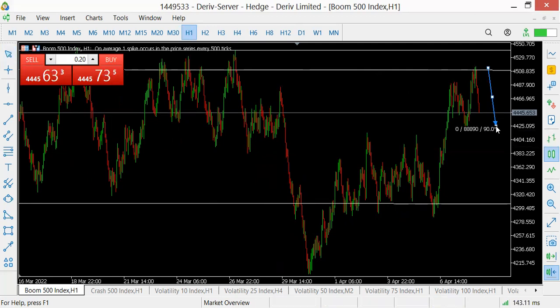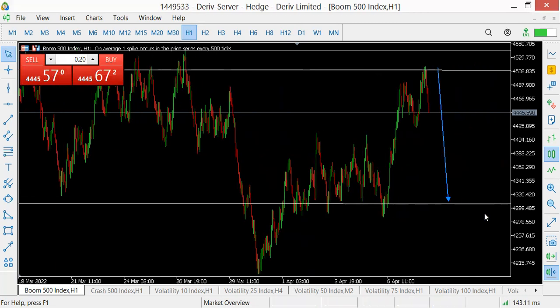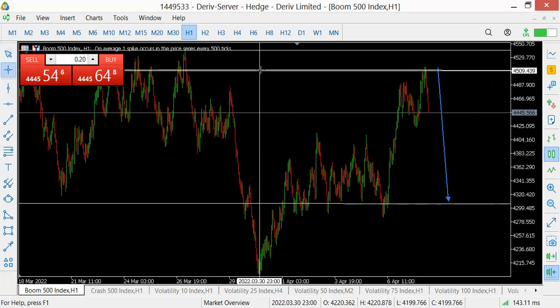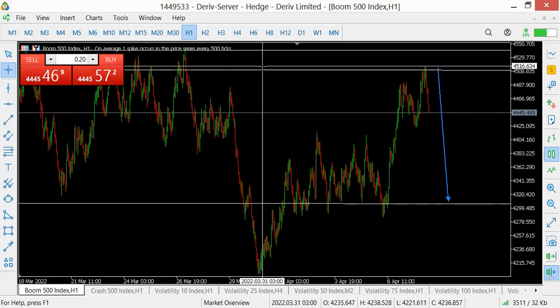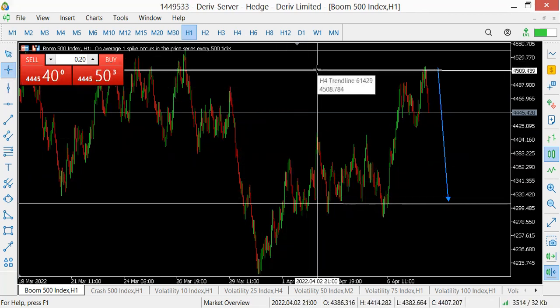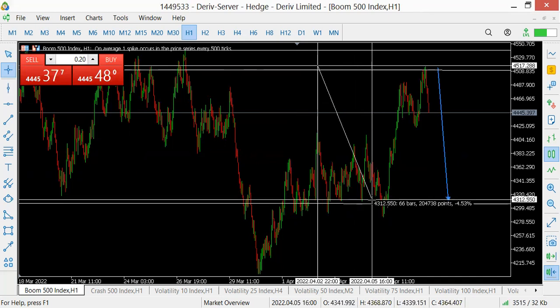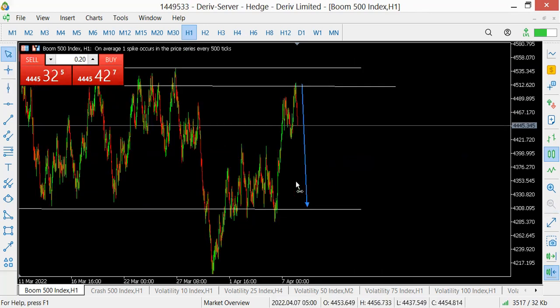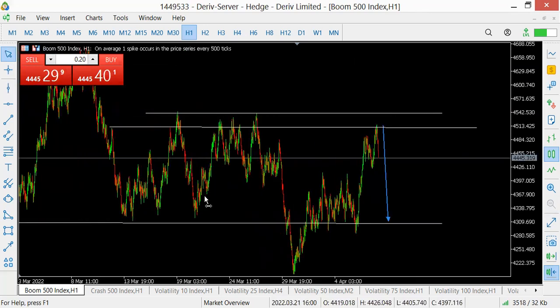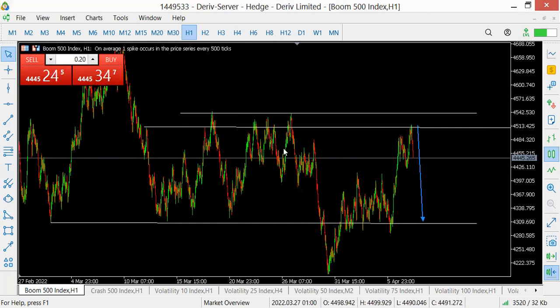So guys, owing to this fact, we might be seeing BOOM500 dropping to this zone. The drop started from 4,510. Okay, no, 45. Let's see, we played out around the 4,515 price point. We might be looking at BOOM500 shorting to at least 4,300. At least 4,300. And guys, that is owing to the fact that price is actually ranging right now.